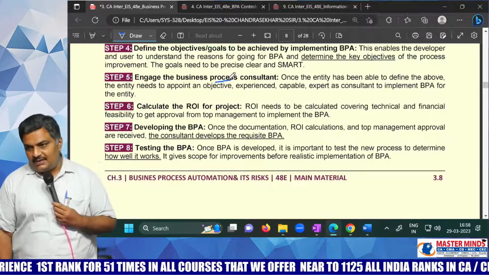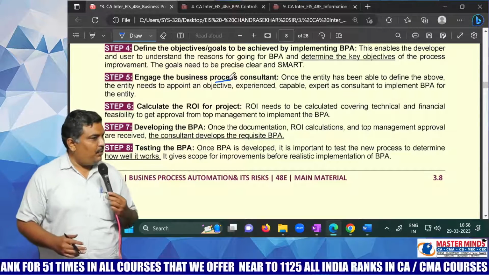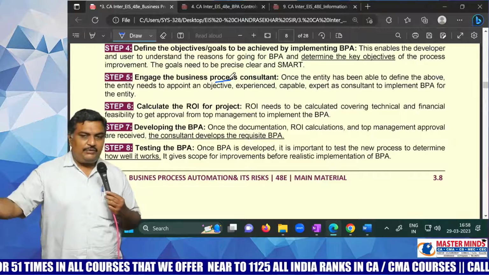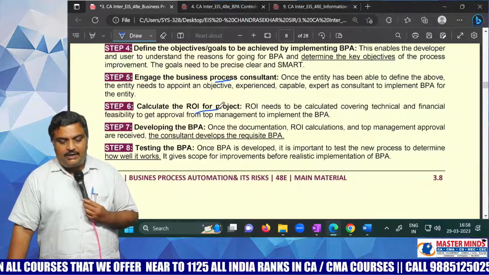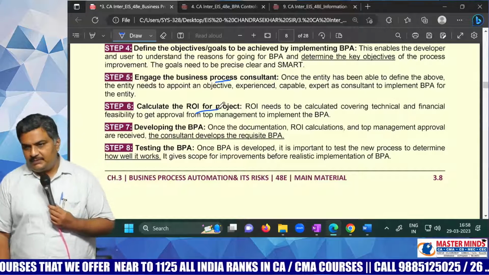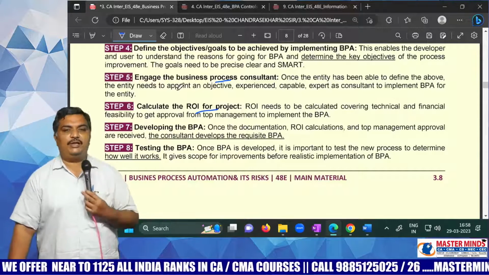Business process consultant means what? You want software. You cannot make software on your own. Then what do you have to do? You have to consult the people. And what will they do first? ROI for the project. ROI means return on investment for the project. How much you need to spend and how much in returns you will get.